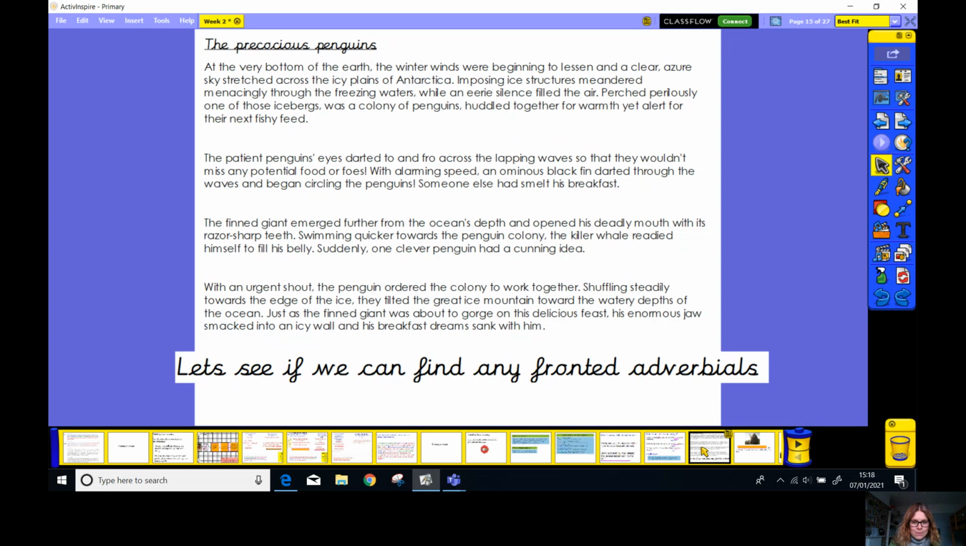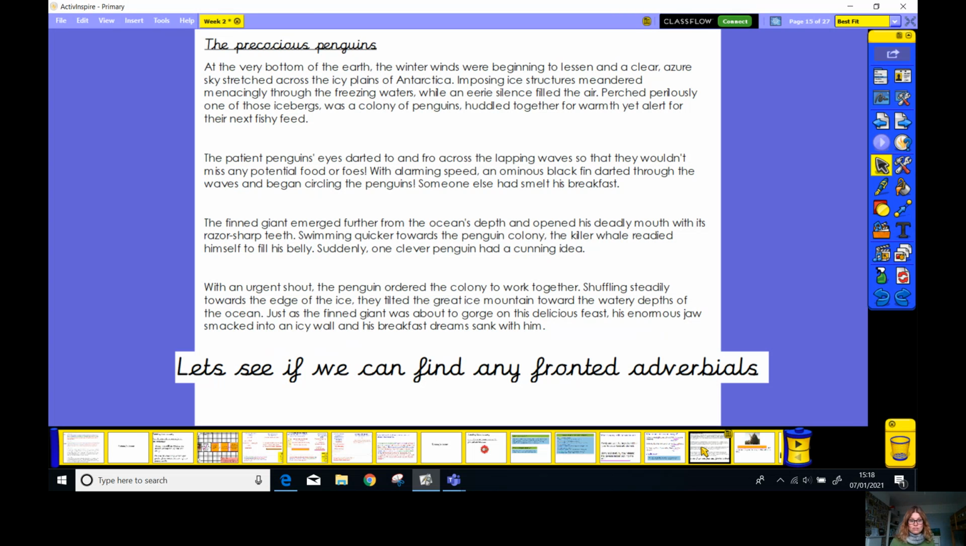Suddenly, one clever penguin had a cunning idea. With an urgent shout, the penguin ordered the colony to work together. Shuffling steadily towards the edge of the ice, they tilted the great ice mountain towards the watery depths of the ocean. Just as the finned giant was about to gorge on this delicious feast, his enormous jaw smacked into an icy wall and his breakfast dreams sank with him.